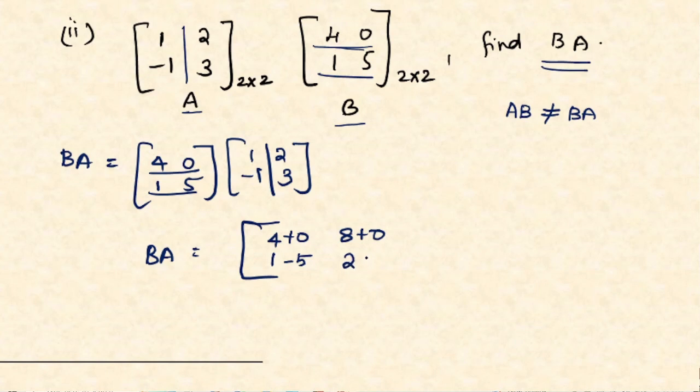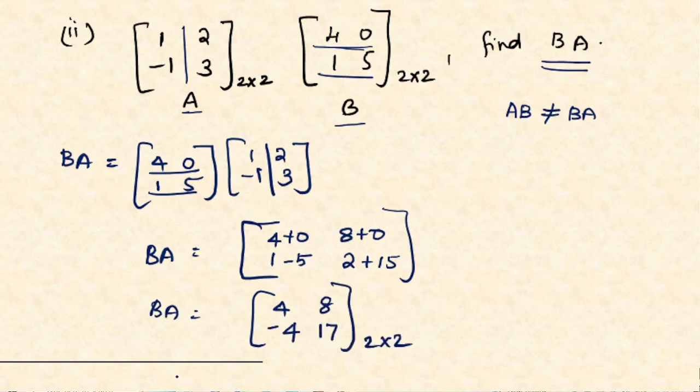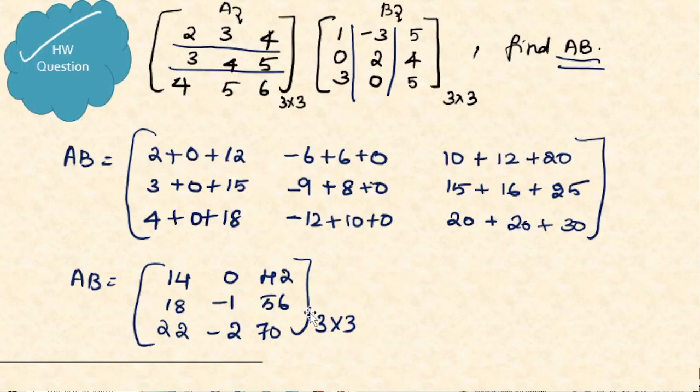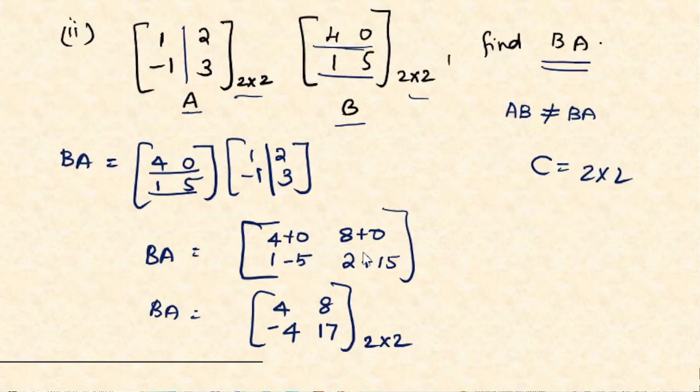So now your BA is going to be equal to 4 plus 0 is 4, this is minus 4, this is 8, and this is 17. So this is also a 2 by 2 matrix. So your BA is equal to 4, minus 4, 8, 17. I told you the C matrix would be a 2 by 2 matrix, and the resultant matrix here would be a 3 by 3 matrix. Similarly, here also you got the 2 by 2 matrix. So if you are correct with your answers, then you are approved.